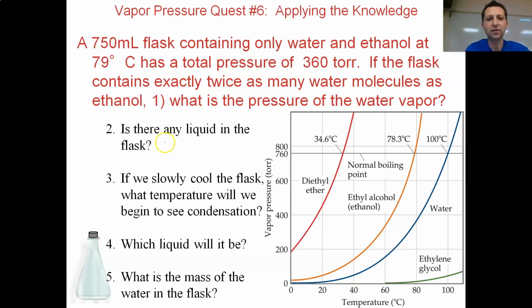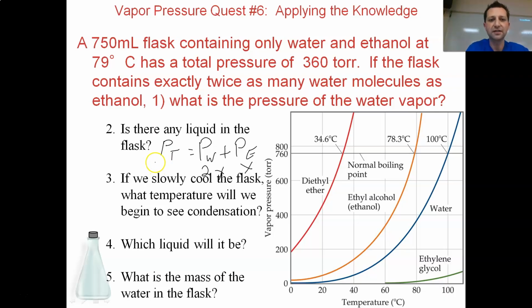So the total pressure, remember, is the combination of all of the partial pressures that make up your system. Okay, so we have 2 partial pressures here. We have a partial pressure of water and a partial pressure of ethanol, right? It says we have twice as many water molecules as ethanol. So I'm going to set ethanol equal to X, and that means water has to be 2X, right? Twice as much water as ethanol. Ethanol is X, water is 2X.